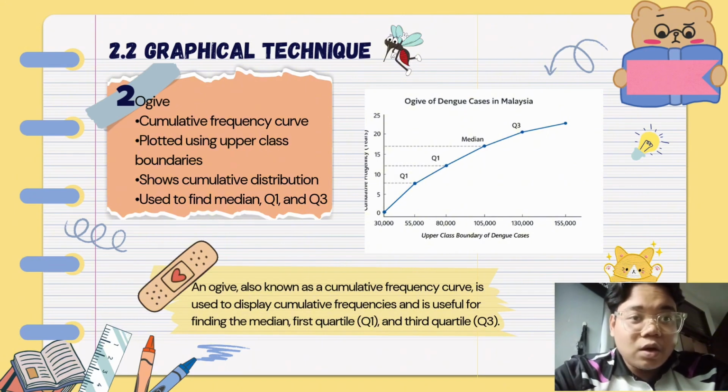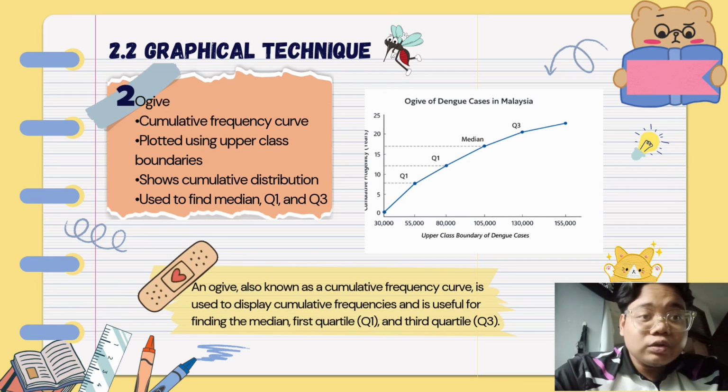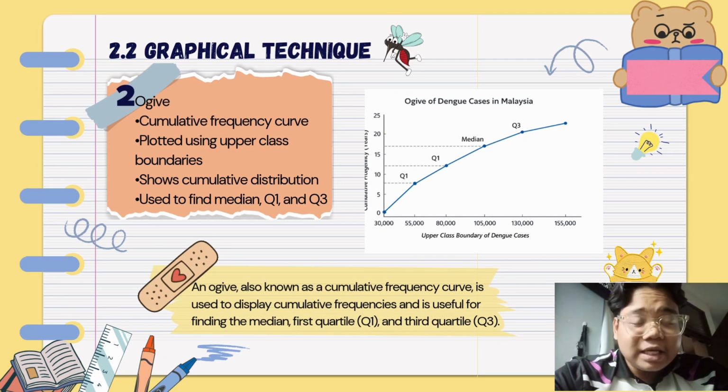Next is ogive. An ogive, also known as a cumulative frequency curve, shows the cumulative frequency against the upper class boundaries. The ogive is useful for determining the median, first quartile, and third quartile.